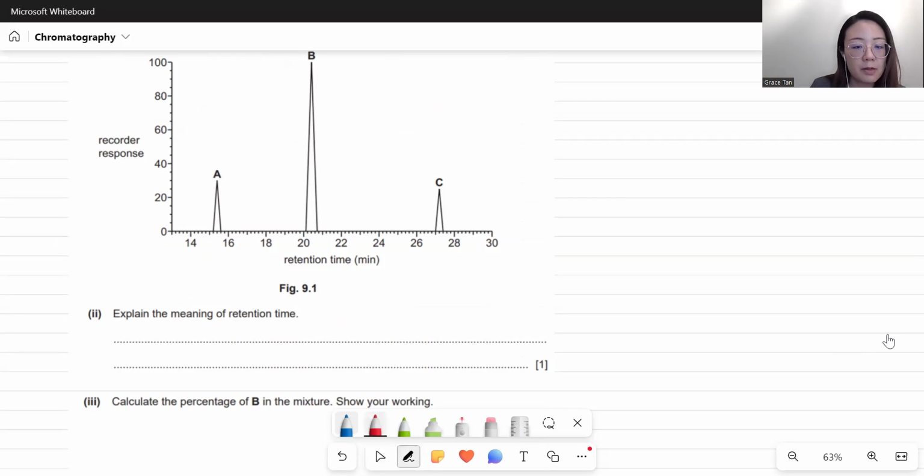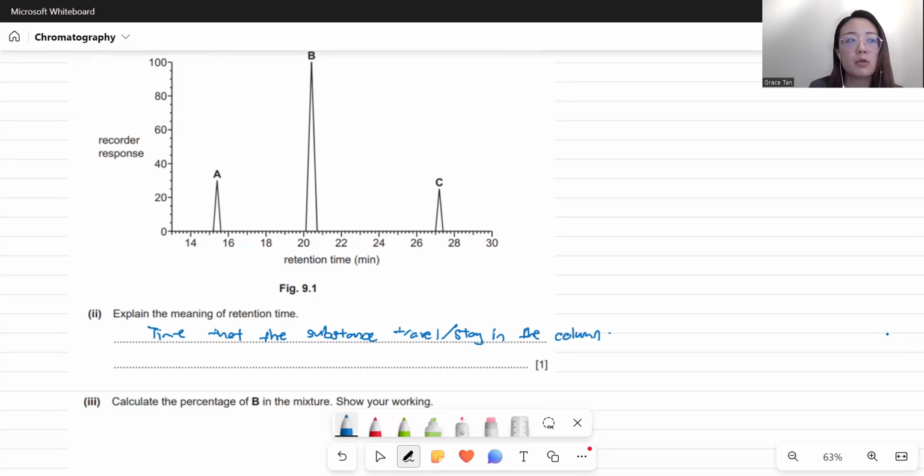So what is retention time? Retention time is the time that the substance travels or stays in the column, okay? Or it can be the time between injection and detection, accepted.